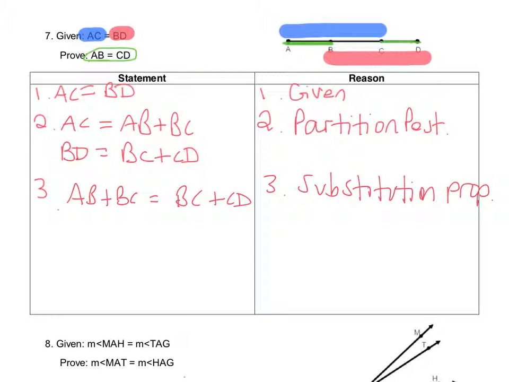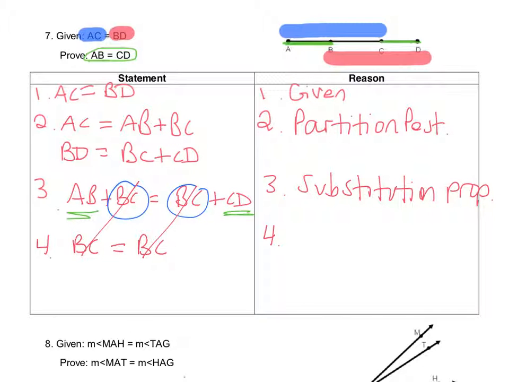Well, how does that help us? We want to know AB equals CD. But we have BC in the way. That's what we're going to subtract out in step 4. But in order to subtract it out, we need to first state that BC is equal to BC using the reflexive. Consider that way I could really subtract it from both sides. Here we have the reflexive property.